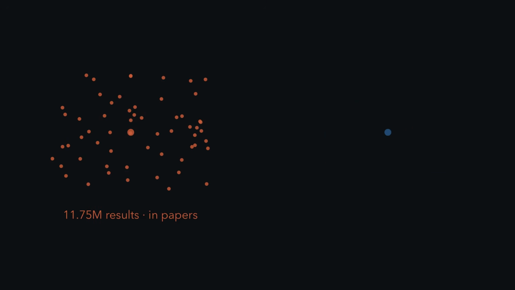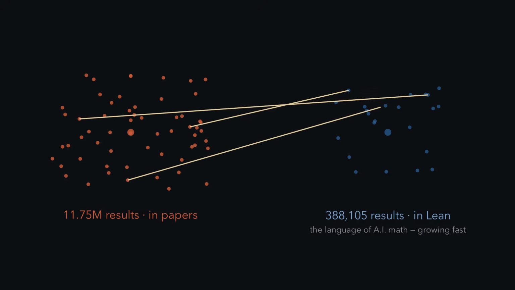If you take a step back, there are two distinct sets of these types of results. There are millions of results that have been written by people in papers, and a smaller, fast-growing body of formal mathematics written in Lean, which is the language that much of today's AI for math is written in. Today, only about 1,600 of these links exist, from informal to formal mathematics, and every single one was drawn by hand, using blueprints.